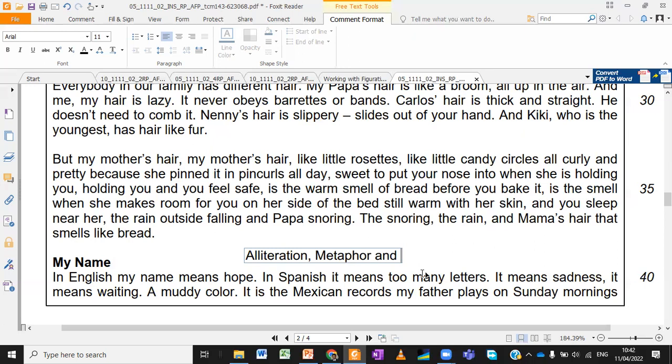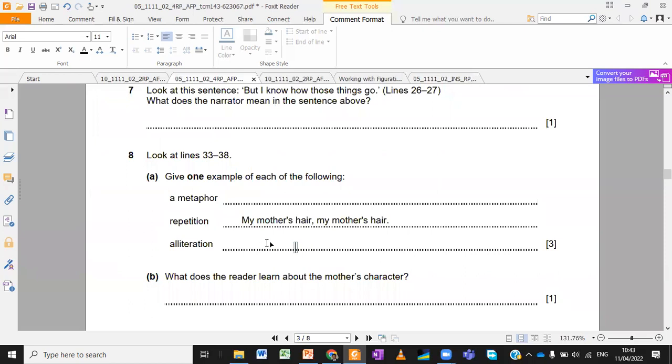Can you see alliteration? It's very, very close to the ones you just mentioned. Candy circles all coily. Is it all coily? Yes, like little. So LL, right? Over this one and this one. Yeah, like little. This one is correct. So this is alliteration, like little. So we come back here and we say, like little, okay? Then metaphor.